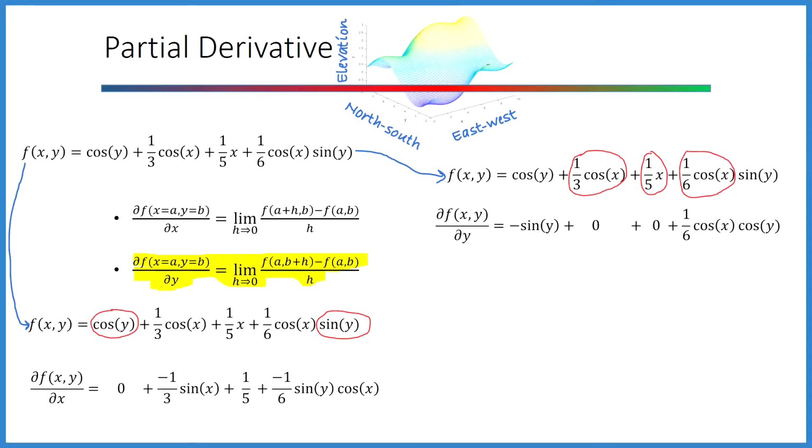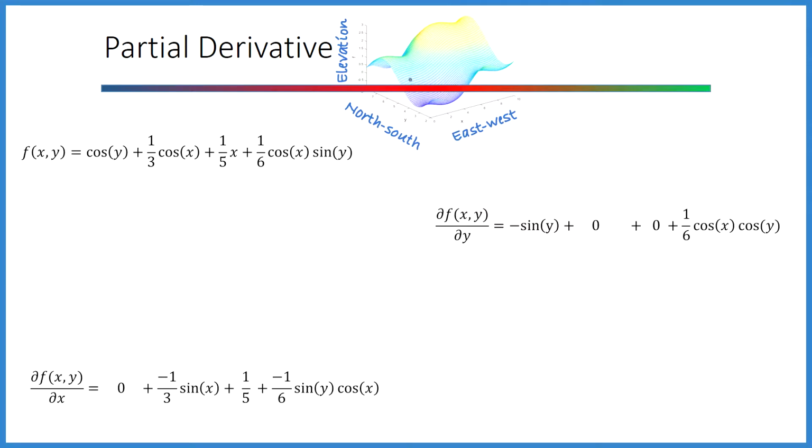The derivative of the constant 1/6 cosine x times sine of y will just be that constant times the cosine of y. So that's all pretty easy. If we want to compute the partial derivative with respect to x, we just pretend that y is a constant and take the derivative with respect to x. If we want to compute the partial derivative with respect to y, we just pretend that x is a constant and take the derivative with respect to y.